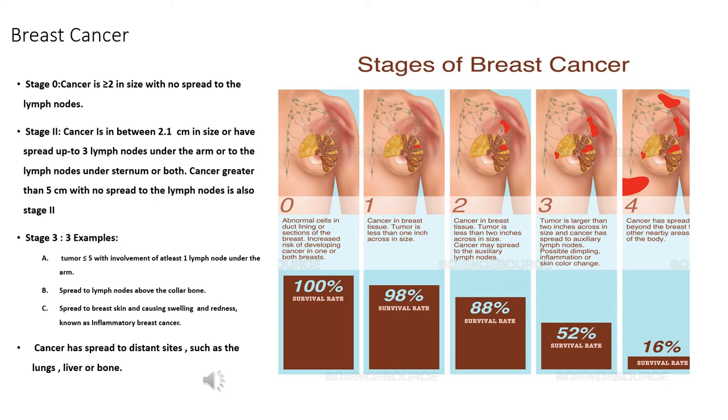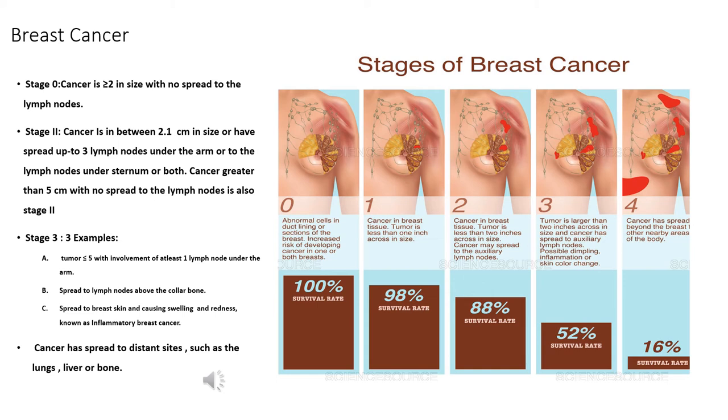98%. Now coming to stage 3: when a tumor is greater than or equal to 5 centimeters and there is involvement of at least one lymph node under the arm, or spread to lymph nodes above the collarbone, or spread to the breast skin causing swelling and redness known as inflammatory breast cancer, then it will be considered stage 3 cancer.